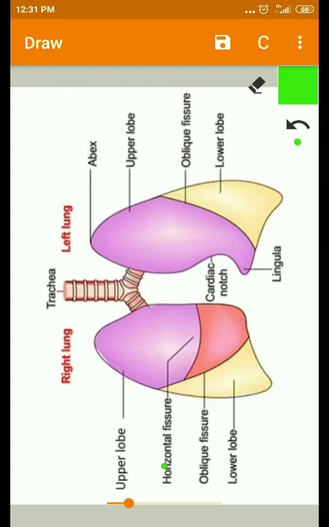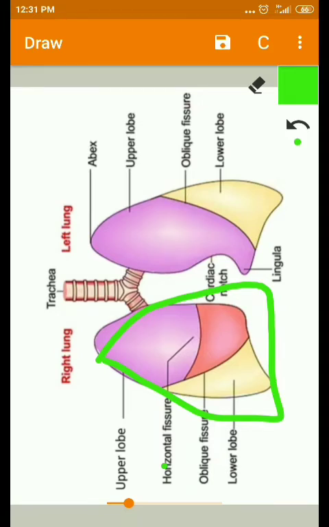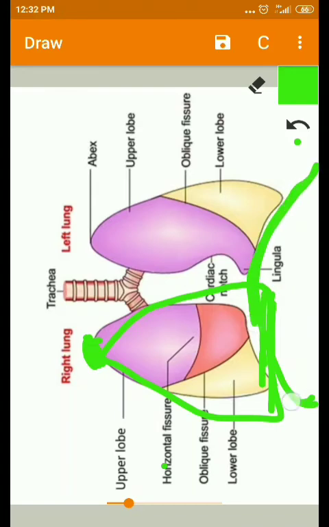Each lung is conical in shape, and it has an apex at the upper end and a base at the lower end. The apex is present on the upper end and the base forms the lower end of the lung, which rests on the diaphragm muscle. The lung has three borders.